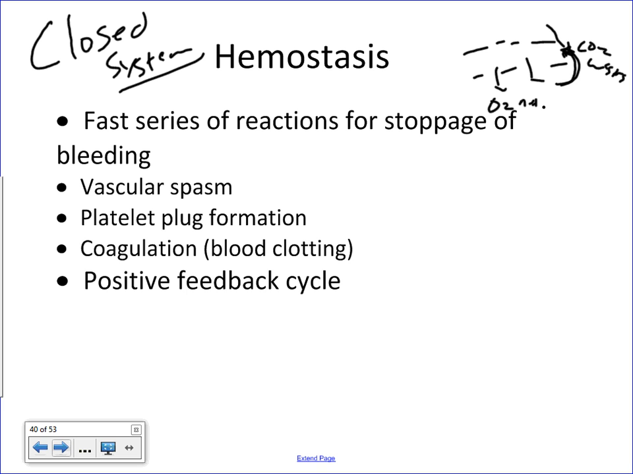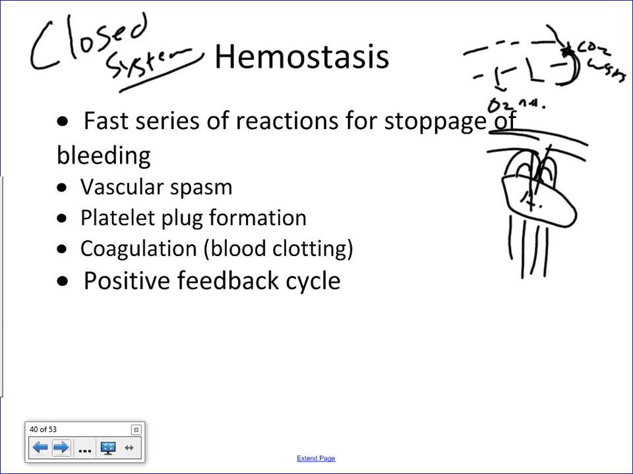Okay. So this is a closed system, all right? And you know that the cardiovascular system is essentially a system of a pump, i.e. the heart, and major vessels that transport fluid. Okay, and that fluid is blood.